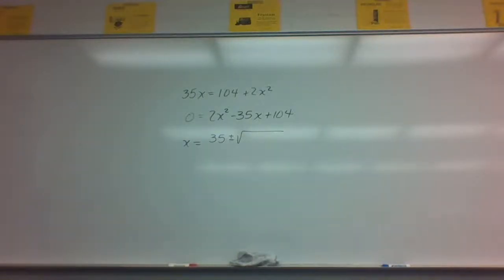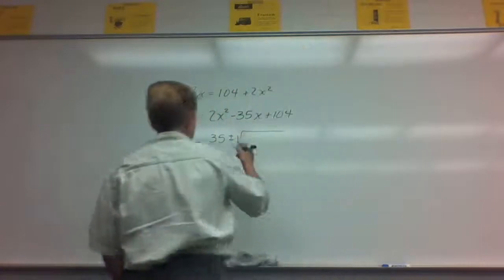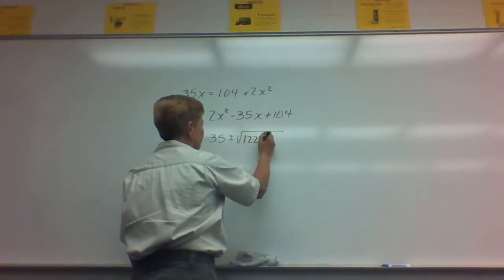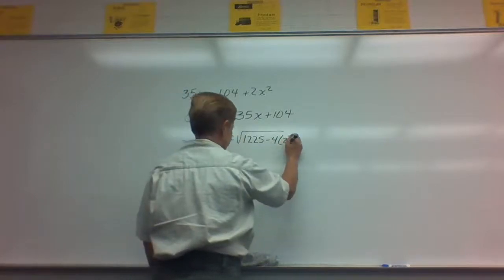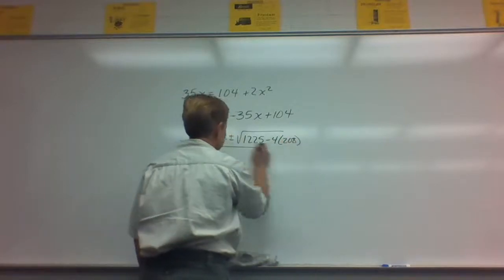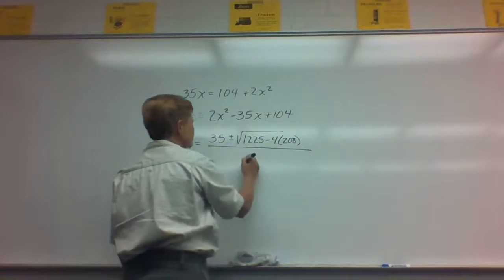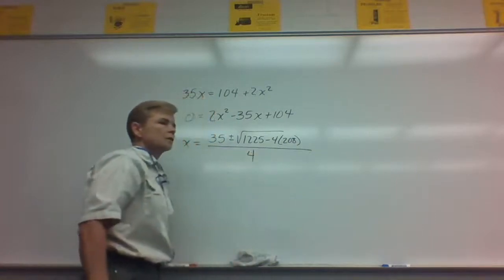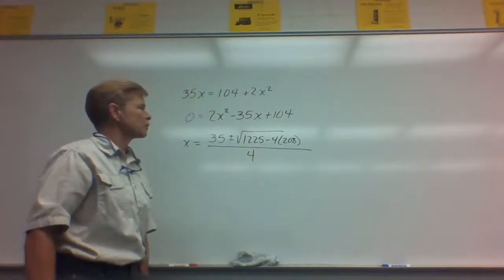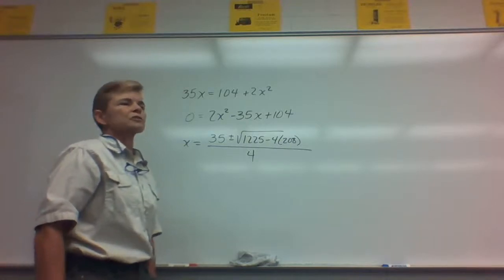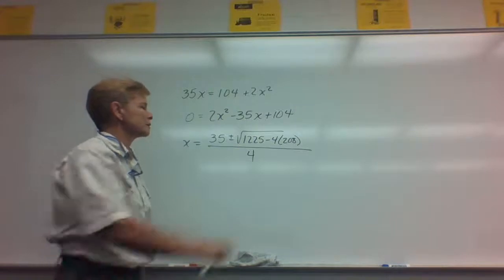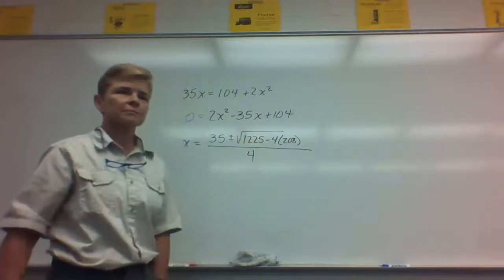35 squared is 1225. 1225 minus 4 times AC would be 208, all over 4. Based on what you're seeing right here, do you think we'll get positive or negative answers? Real or imaginary answers? Real, because this difference is still going to be positive, right?